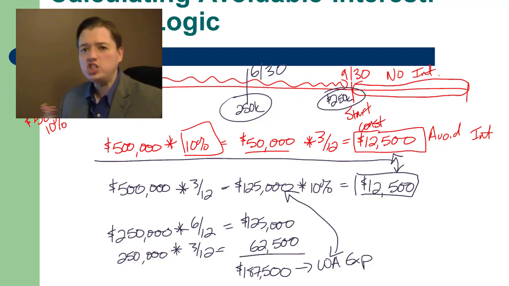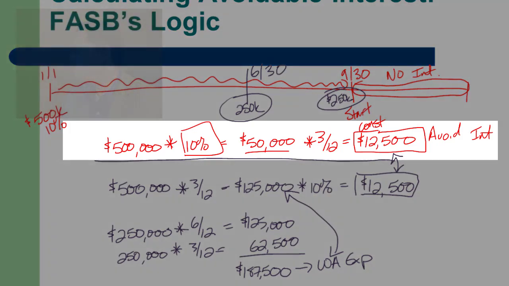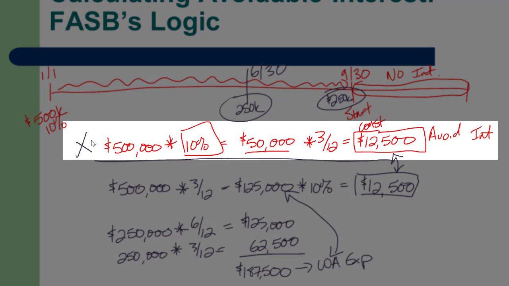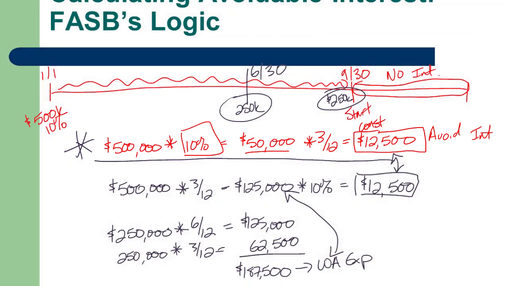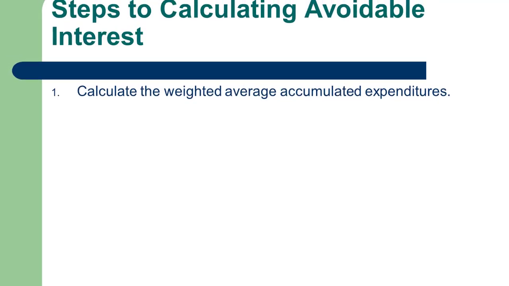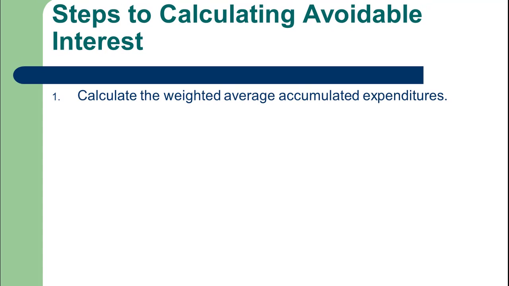So that's FASB's logic here, is they're just rearranging this equation up here to give us more flexibility later on. And that's what we're doing. Now, let's finish up talking about these steps. So, that's our first step. We calculate those weighted average accumulated expenditures.